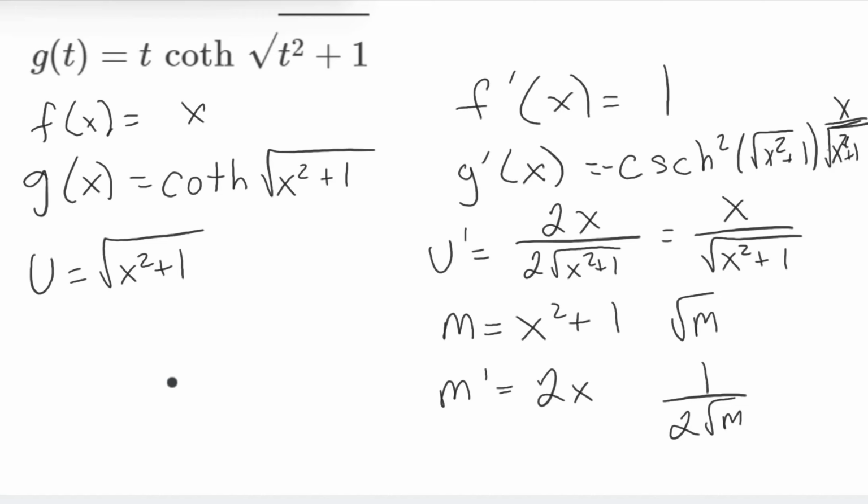Which chain rule hole did you fall down? I think I just dropped the plus 1. I think I fell down the hyperbolic cotangent. Get that one.